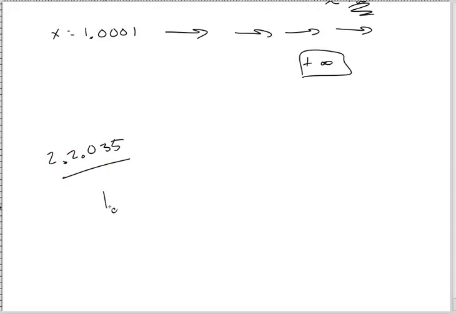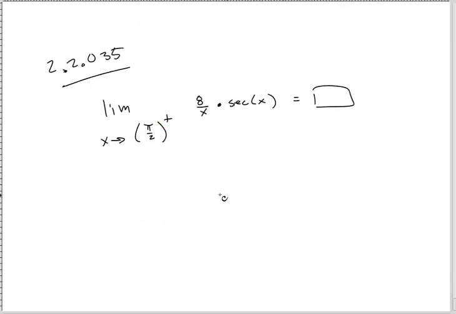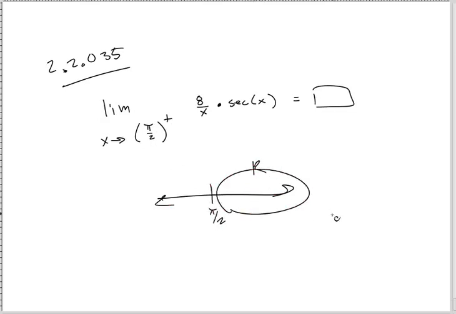2.2.035. I got the limit as x goes to pi over 2 from the right side of 8 over x times secant x. Same thing here. Notice that we have this pi over 2 and we're on the right side of it. So we have pi over 2 on my number line. I want to be on the right side, so something over here.